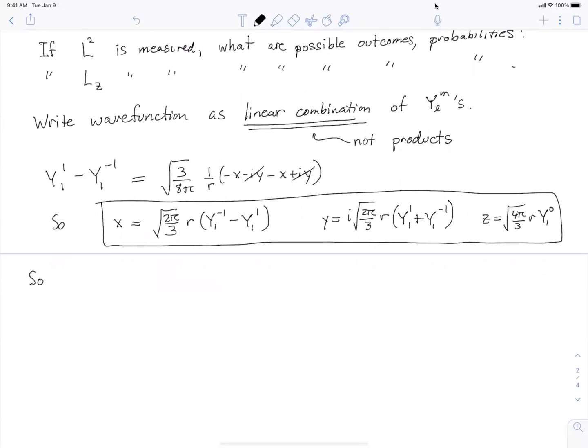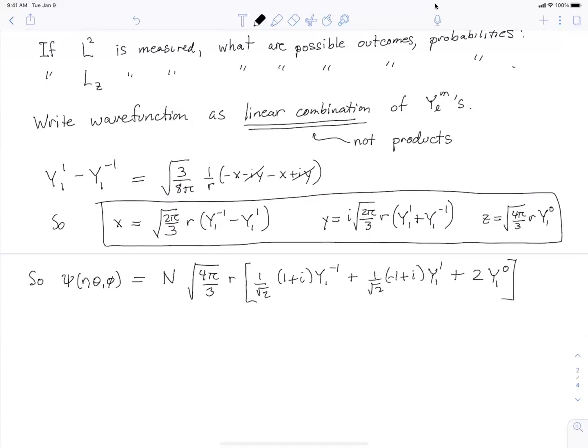Okay, so now if we go back to our wave function that we were given, we just plug in that information. This becomes our unknown normalization factor, the square root of 4 pi over 3 times r, times 1 over square root of 2, (1 plus i) Y_1^-1, plus 1 over square root of 2, (minus 1 plus i) Y_1^1, plus 2 times Y_1^0. I've taken care of these funny square root of 2 pi over 3 factors by pulling them outside, and then I have included the 1 plus i, there's an i factor from there. So I put those in. And then for my z, I've put in just the Y_1^0. Oh, and I forgot to put in my exponential factor, e to the minus alpha r.